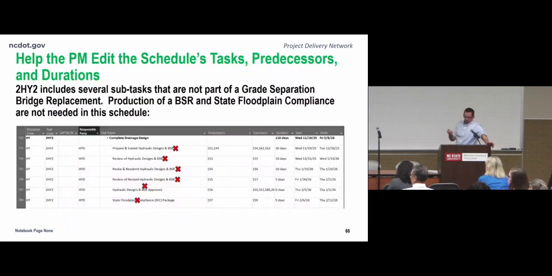Okay, so bottom line, project team member, their role is to help the PM edit the schedules, tasks, predecessors, and durations. Successors, which I didn't define for you, but a successor is simply a task that becomes enabled when you finish your own task.